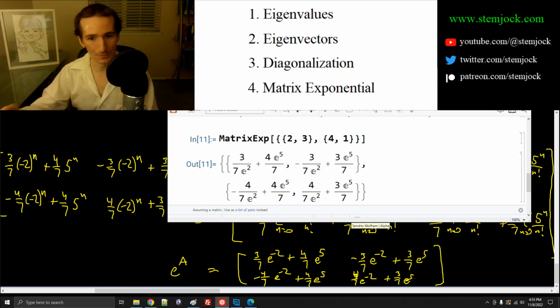So that's it. This is the basic introduction to eigenvalues, eigenvectors, diagonalization, and the matrix exponential function.